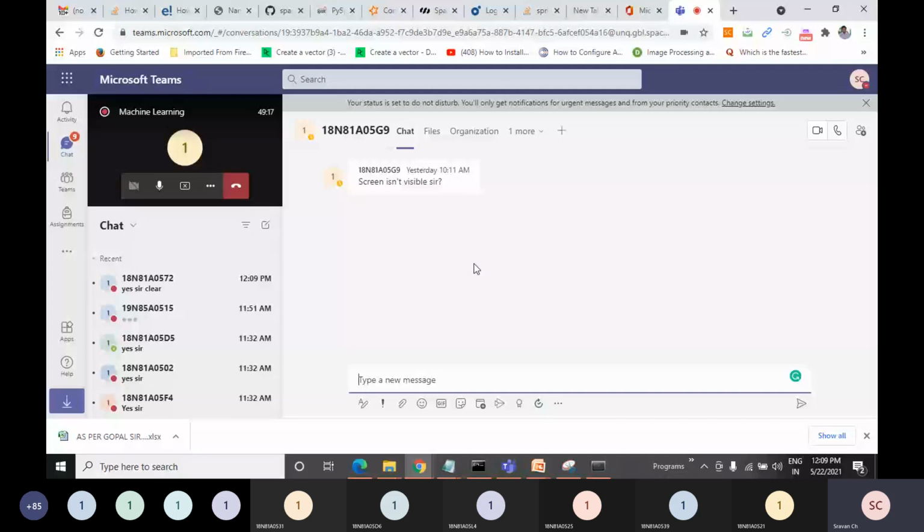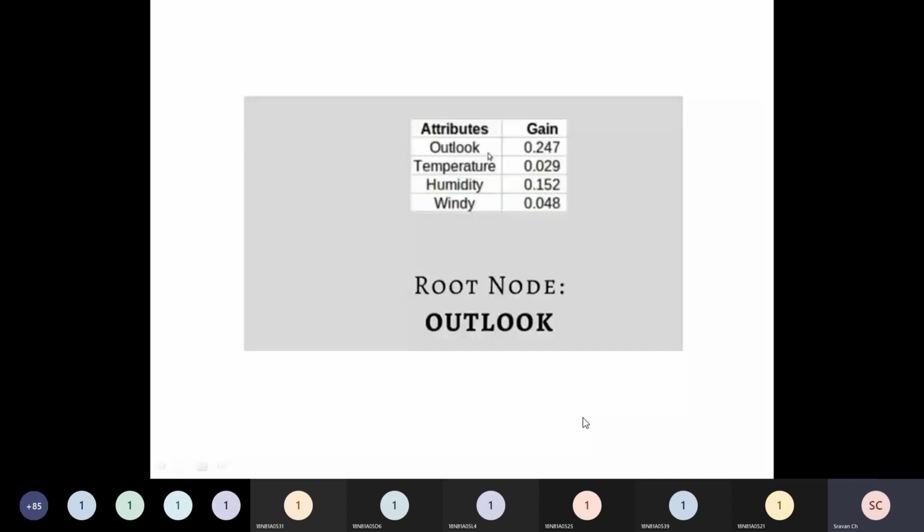So we will move on. Outlook has become the root node. Fine. Now what will be the next question?